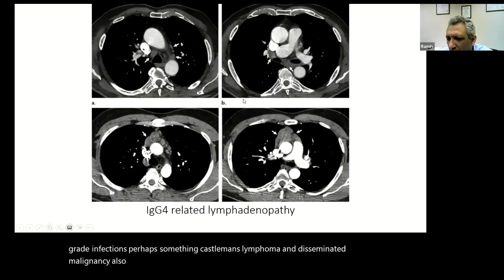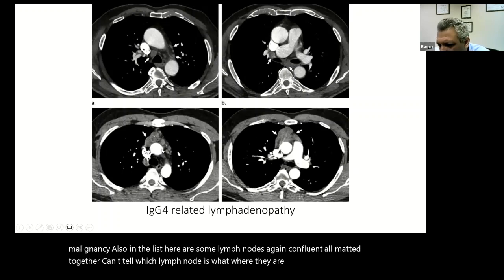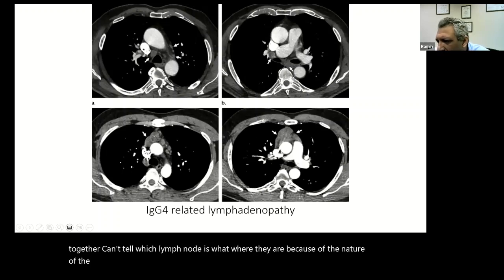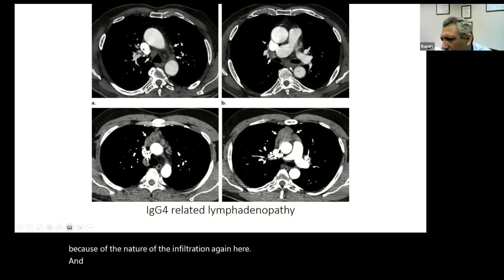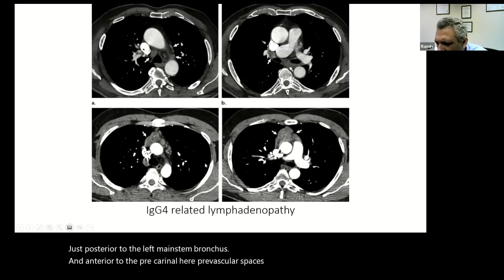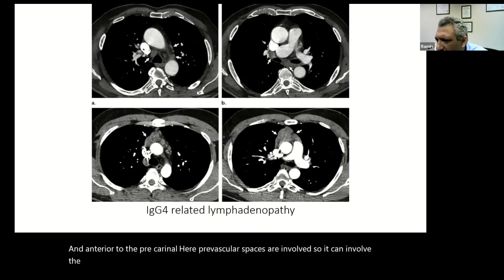Here are some lymph nodes, again confluent, all matted together. Can't tell which lymph node is what, or where they are, because of the nature of the infiltration. Again, here, and we could see it as well in the subcarinal region and just posterior to the left main stem bronchus and anterior to the precarinal region. Prevascular spaces are involved, so it can involve the mediastinum.